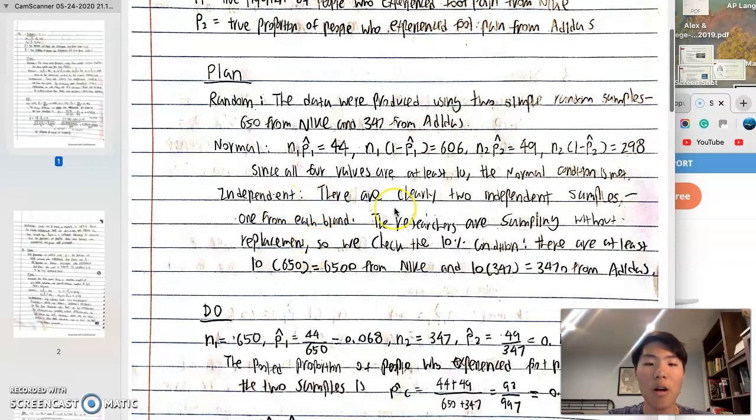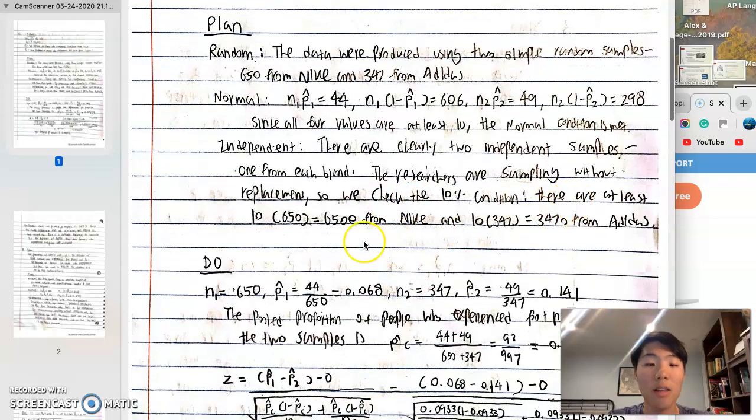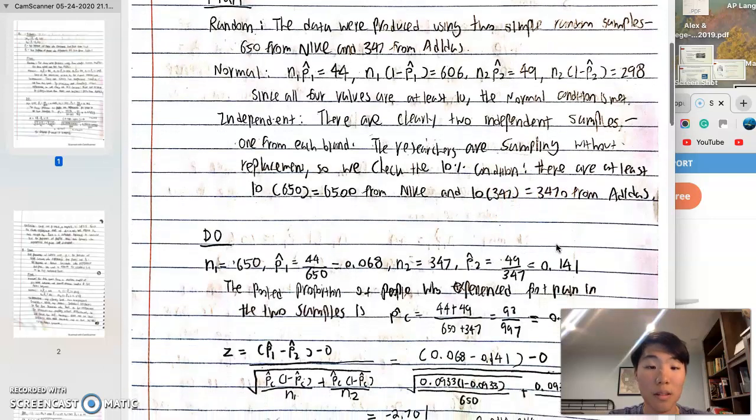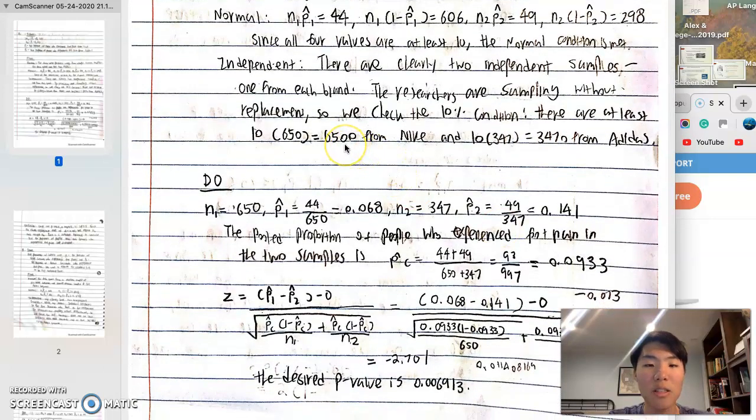For independent, there are clearly two independent samples, one from each brand. The researchers are sampling without replacement, so we check the 10% condition. There are at least 10 times 650, so 6,500 from Nike, and 10 times 347, so 3470 from Adidas.